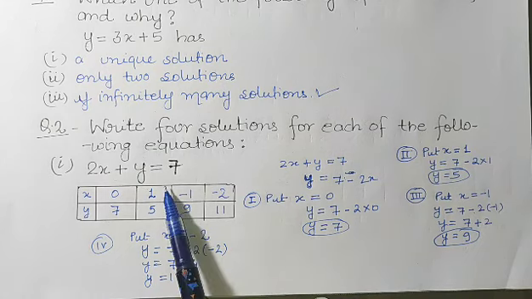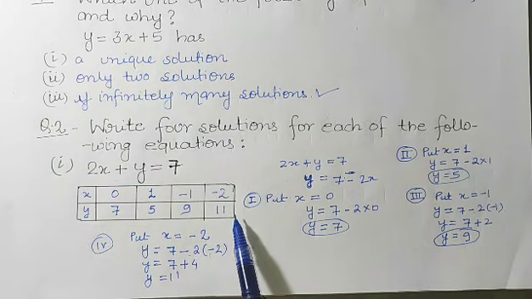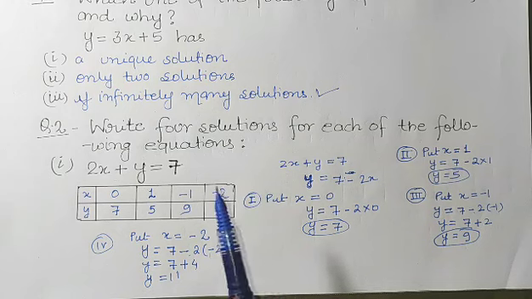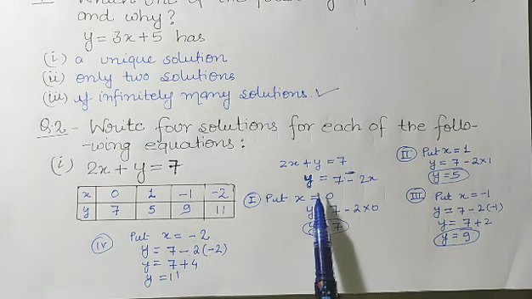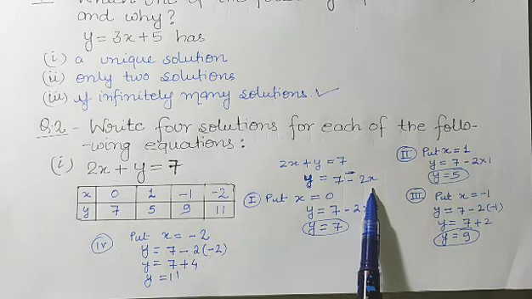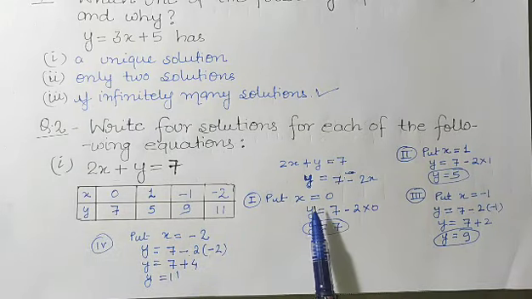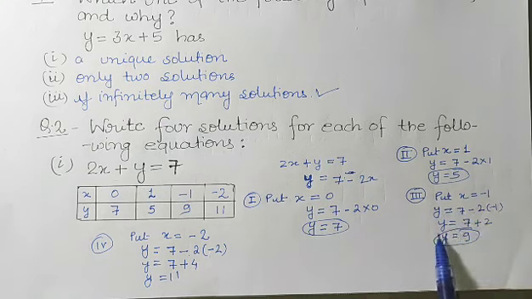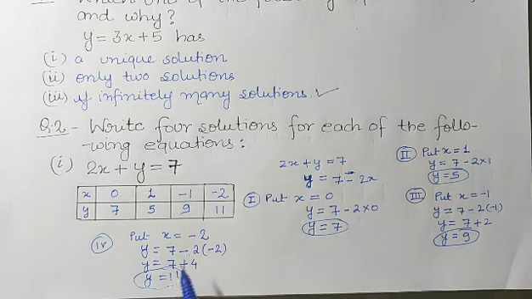Firstly, we will make a table where we write all the solutions. Then we will convert the equation so that in the left hand side only one variable is there. Here I have converted it like y is equal to 7 minus 2x. Now we have put different values of x, and for those values of x we have got different values of y. Then we have written all the solutions in the table. So like this you will solve all the parts of this question.